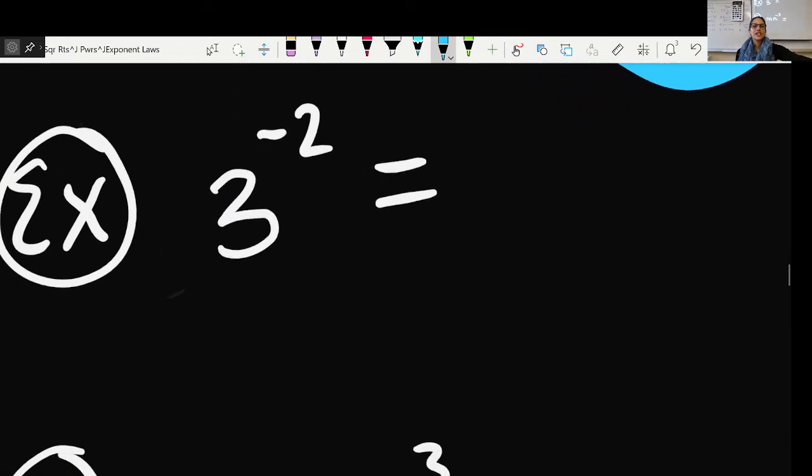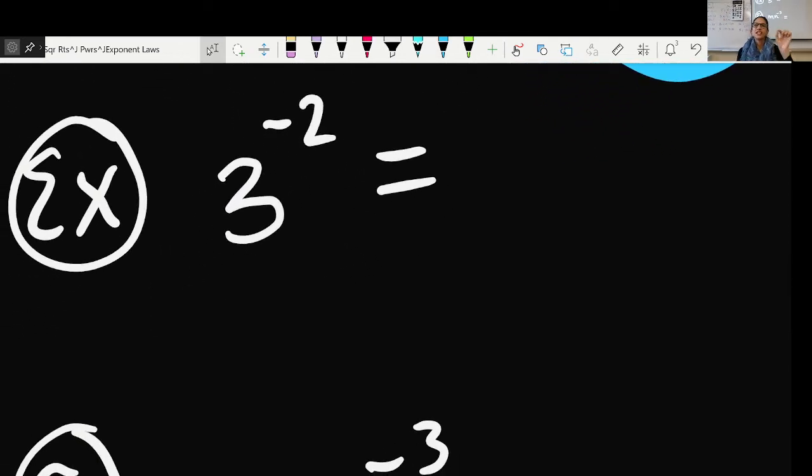Again, I don't know if you've done this before. Have you done 3 to the power of negative 2? Have you dealt with negative exponents ever? Alex? You've seen them? Do you know what to do with them?